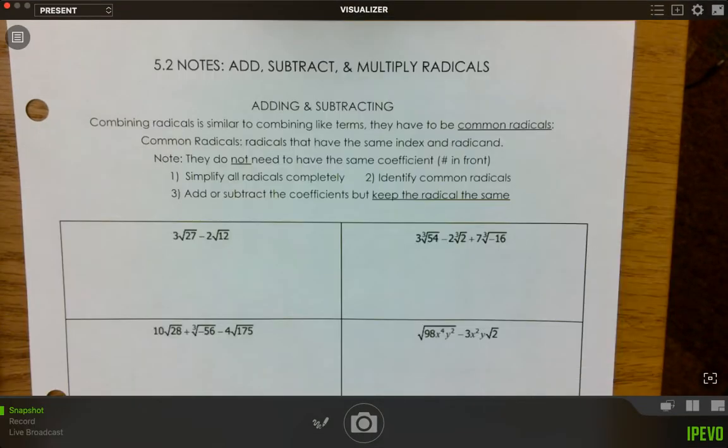Hey everyone, welcome to the 5.2 notes. Today we are going to learn how to add, subtract, and multiply radicals.